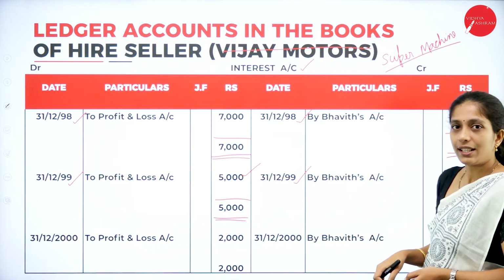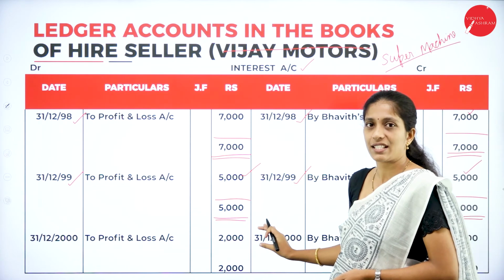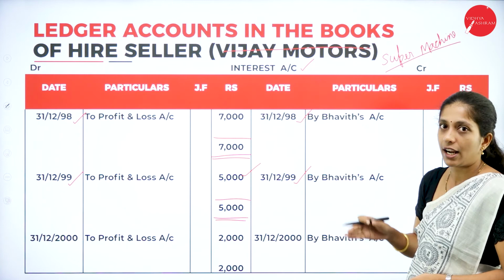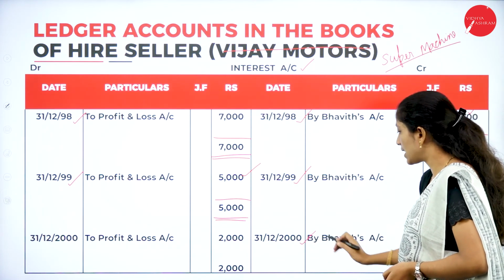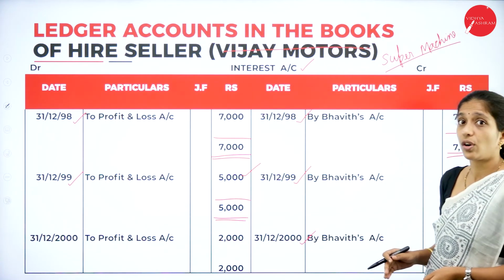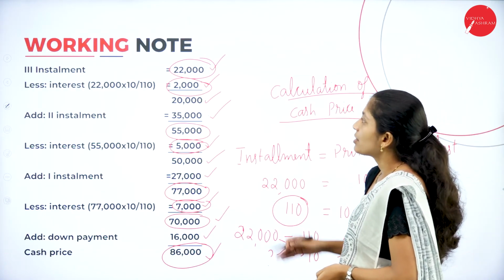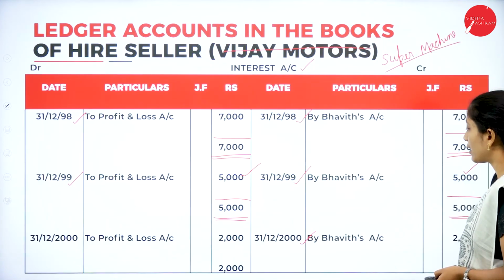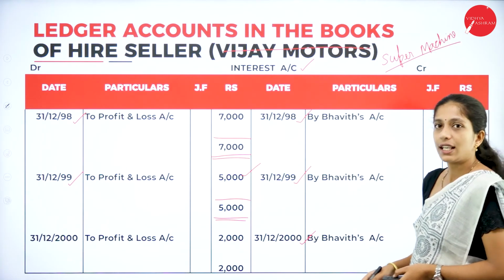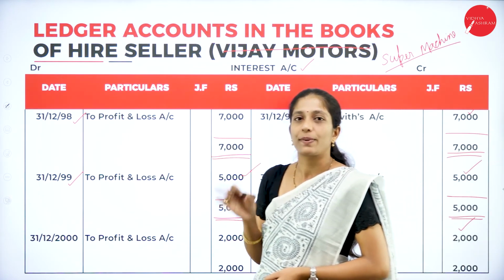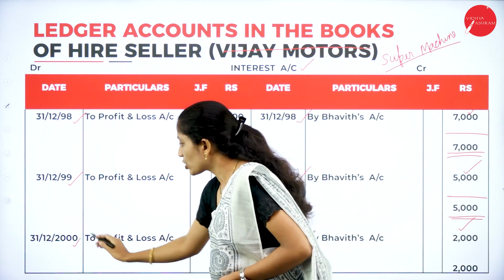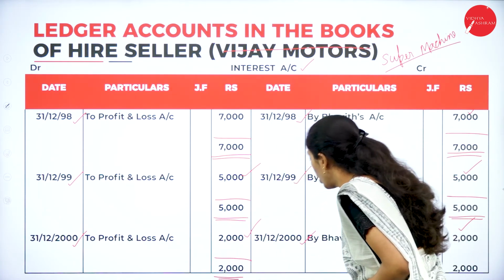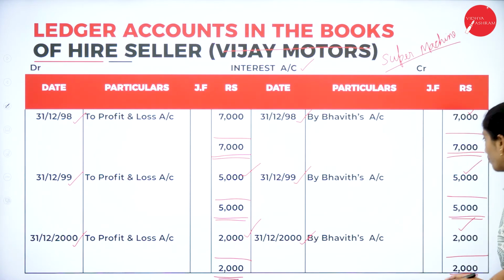Now come to the next year, that is the last year, 2000. The entry will remain the same. So for interest due, what is the entry? Hirer purchaser's account debit to interest account. Now here the hirer purchaser is Bhavit. So what is the interest for the third year? The third year interest is 2,000. We have already calculated. So record that 2,000. Now coming to the debit side, this interest has to be transferred to profit and loss account. So 31/12/2000 to profit and loss account 2,000. Now the total of the debit side is equal to the total of the credit side.